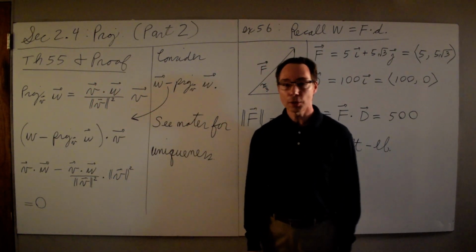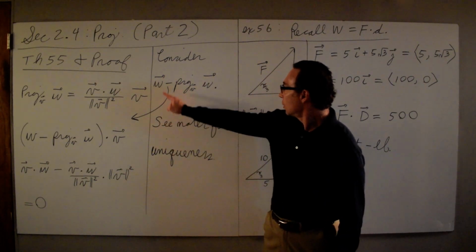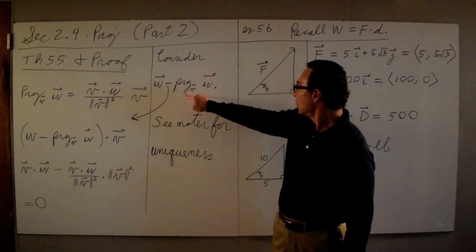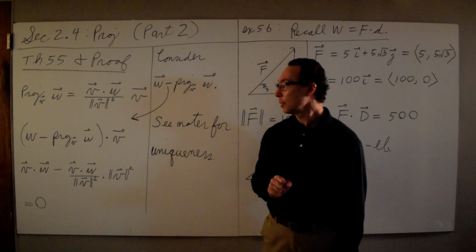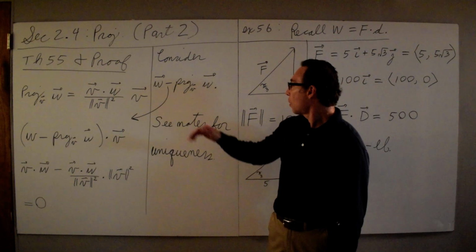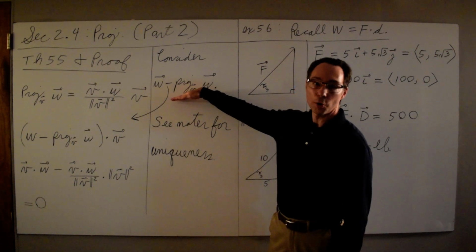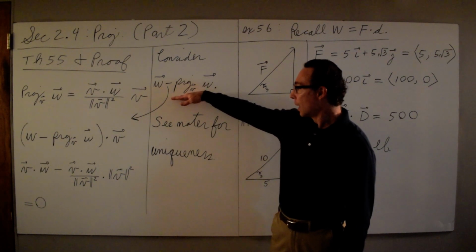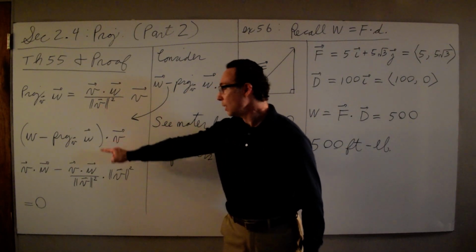And now let's just consider another vector. Let's look at W minus the projection. So let's consider this vector here, and we'll see what properties it might have. First of all, we want to notice that this is actually orthogonal to V. How do we do that? Well, let's take the dot product with V.